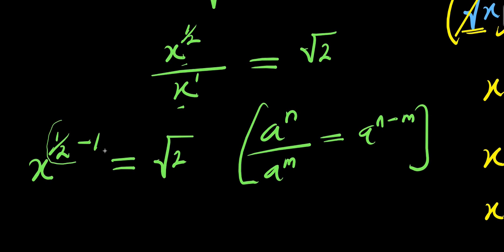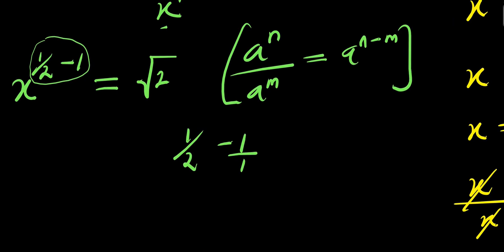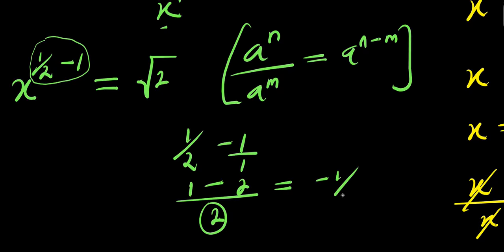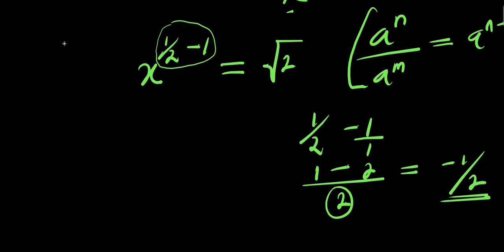So you need to simplify 1 over 2 minus 1 over 1. We find the LCM. The common LCM here is 2. 2 divided by 2, we have 1. 1 times 1, we have 1, minus 2 divided by 1, that is 2. 2 times 1, we have 2. This equals 1 minus 2, negative 1 divided by 2. So we have x to the power of negative 1 divided by 2 equals square root of 2.